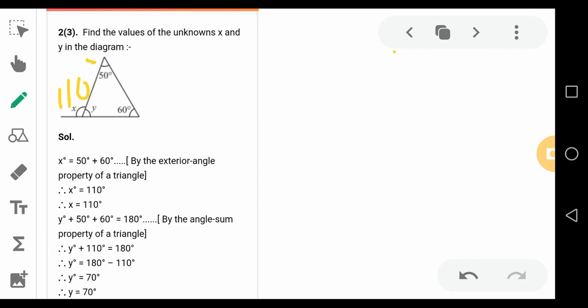Now, you know this x and y are linear pair. It is a linear pair, right? So linear pair is supplementary. So what will you get? 180. X plus y is equal to 180. You can write like this. X plus y is equal to 180 degree.